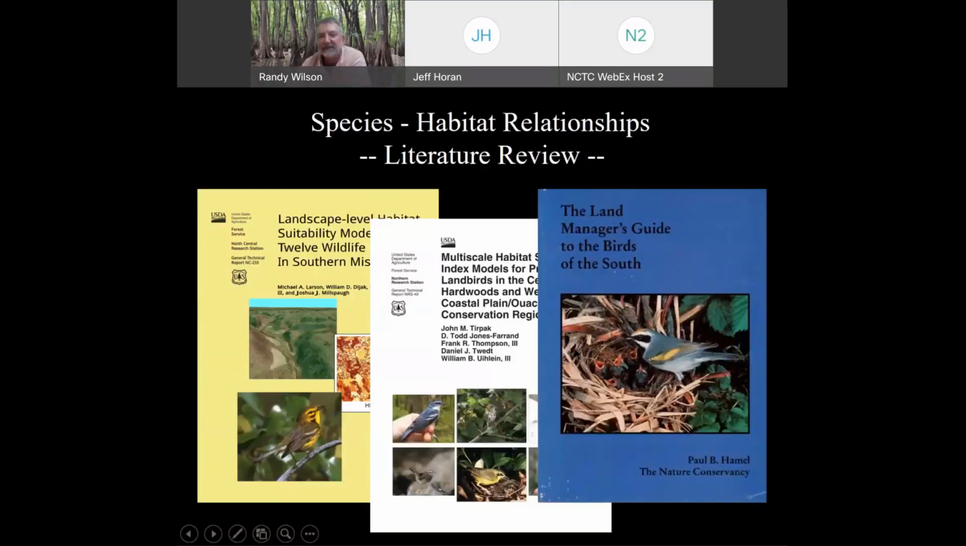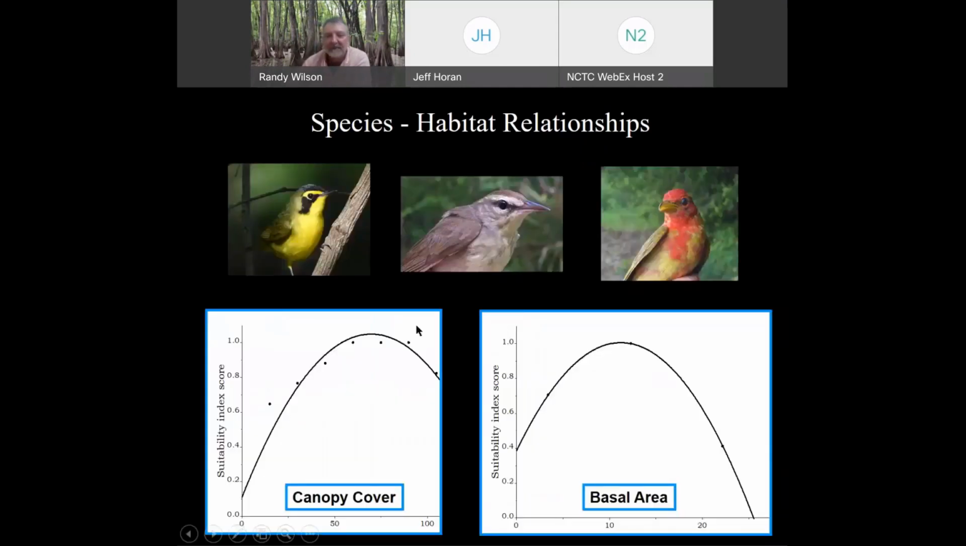So the first step was to undertake a literature review. The partnership went through the literature. There are several really good things available, from habitat suitability indexes to published, peer-reviewed literature. Once we had that, what we were looking for was how to relate birds to those metrics like canopy cover and basal area, and there is a lot of information available in both the peer-reviewed literature as well as the gray literature that will help us as managers think through these relationships.